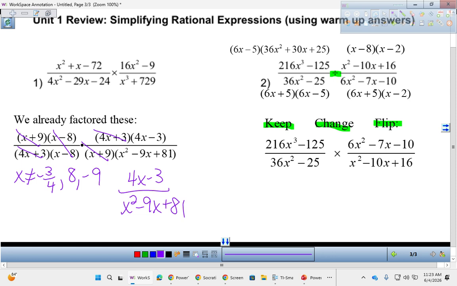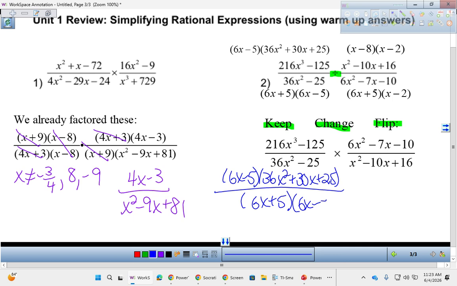Now, I went ahead and factored these for you just to save time. But if I kept the first fraction the same, this was my factor, 6x minus 5. I did SOAP on this. The first fraction stayed the same, so I didn't change anything. But when I flip the second fraction, that x minus 8, x minus 2 goes to the bottom. And this goes to the top.